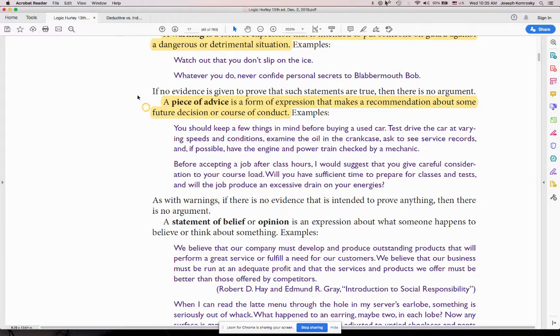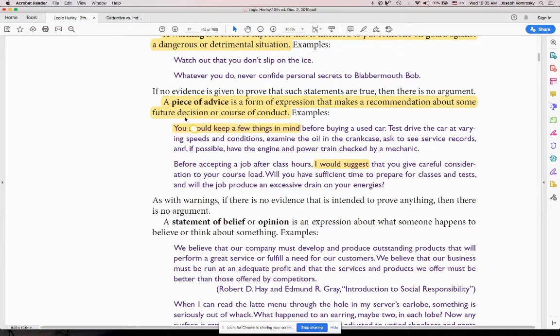So a piece of advice is a form of expression that makes a recommendation about some future decision or course of conduct. Okay. So I would suggest, I'm going to go straight down to this bottom one. That is a really awesome trigger word for, hey, they're giving you a piece of advice, or you should keep a few things in mind.